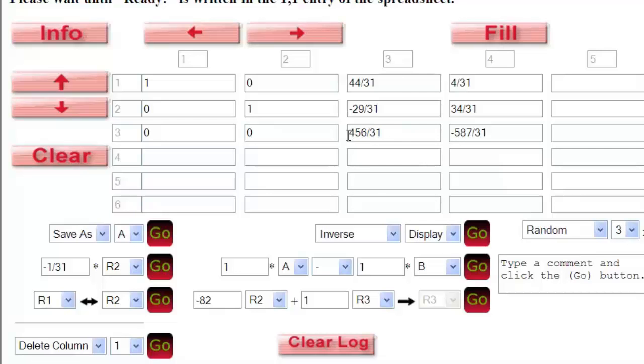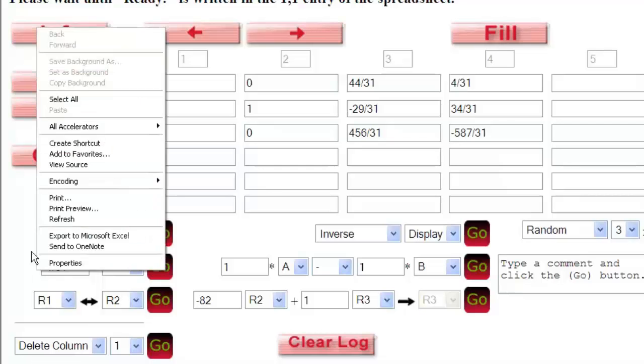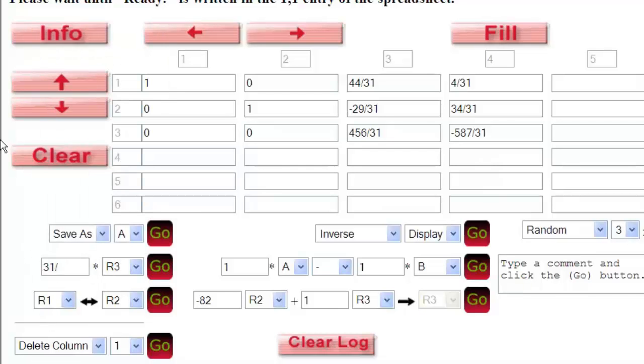Now I want to pivot against another element. This time I want to use the element in row 3, column 3. And I want that to be 1, so I'm going to multiply what is in row 3 by 31 divided by 456, and put it in row 3, and that should give me a 1 there if I did it correctly. I'll say go, and sure enough it did. Let's store that one in A so we can get back to it.